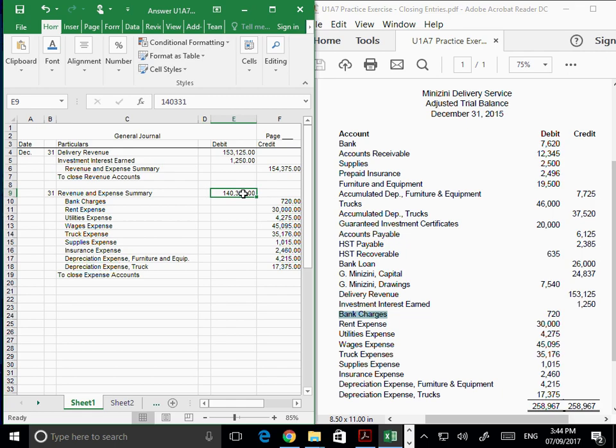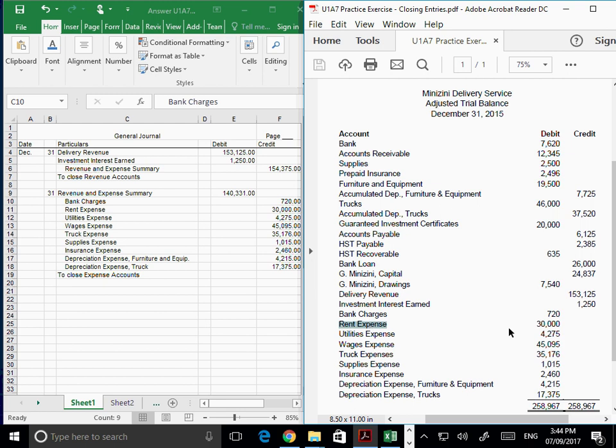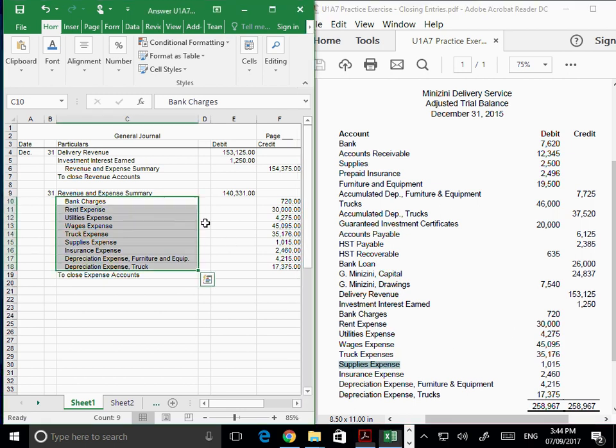For the total expenses amount, because all of these expenses here have to be credited because they all have debit amounts on the worksheet and under the trial balance. All of them have to be credited in order to zero out all of the accounts. And the grand total of all of those expenses is $140,331. That gets debited to the revenue and expense summary. So right now in the revenue and expense summary, there is a credit of $154,375 and a debit of $140,331.